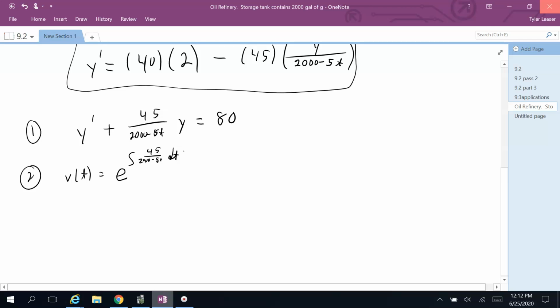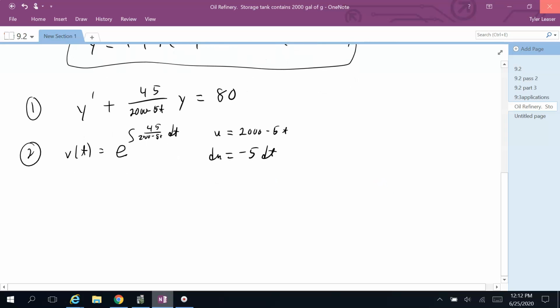All right, we could pull the 45 out, but before we do that, to actually solve this thing, we're going to have to do a u substitution. So we'll let u be that 2,000 minus 5t, and then du would be negative 5 dt. So I would divide that negative 5 over, and then that negative 5 would be dividing into the 45. So I end up with e to the integral of -9 over u du.